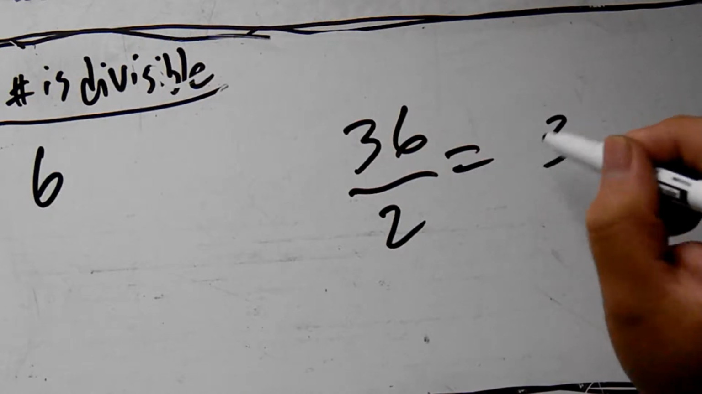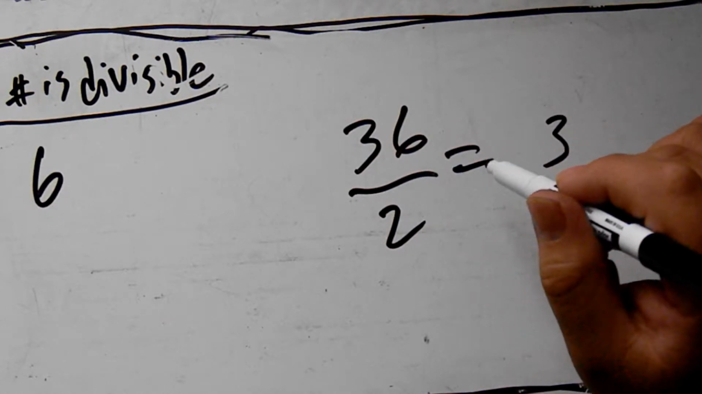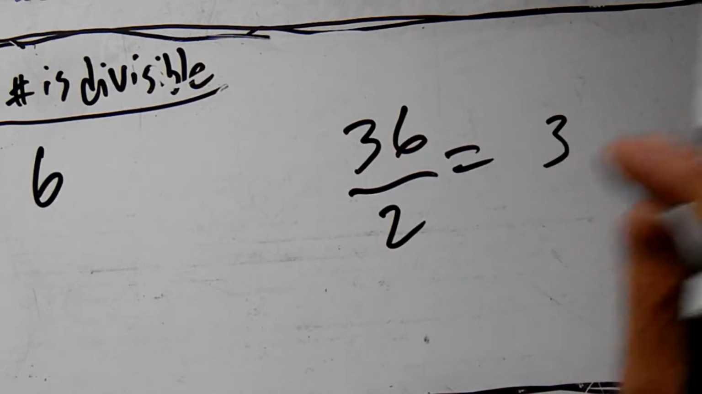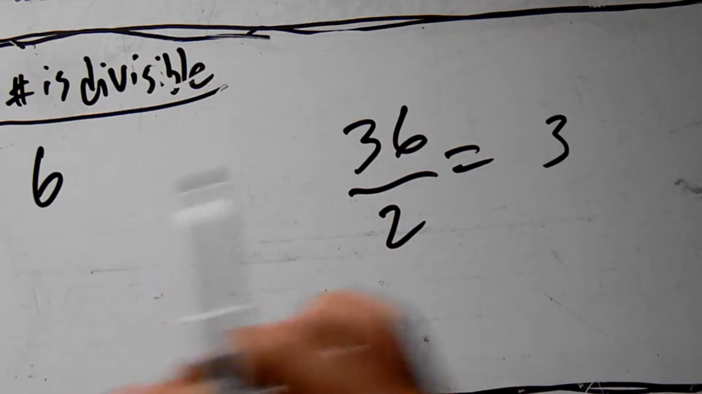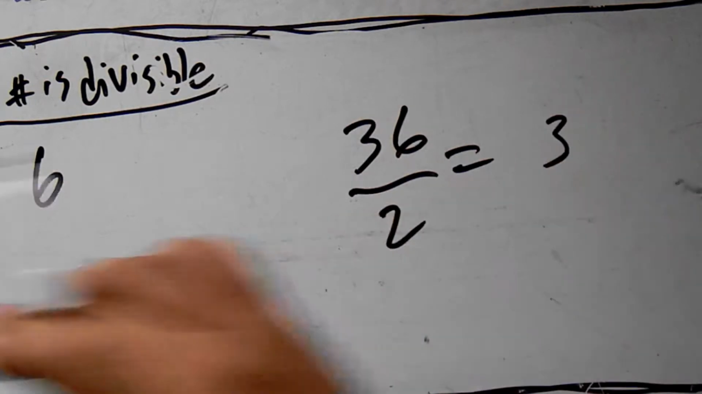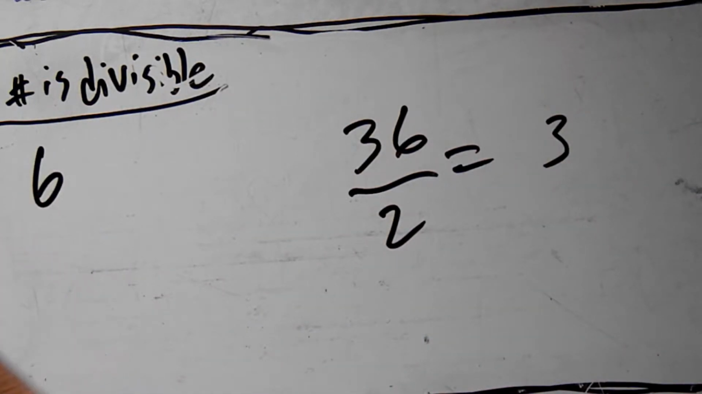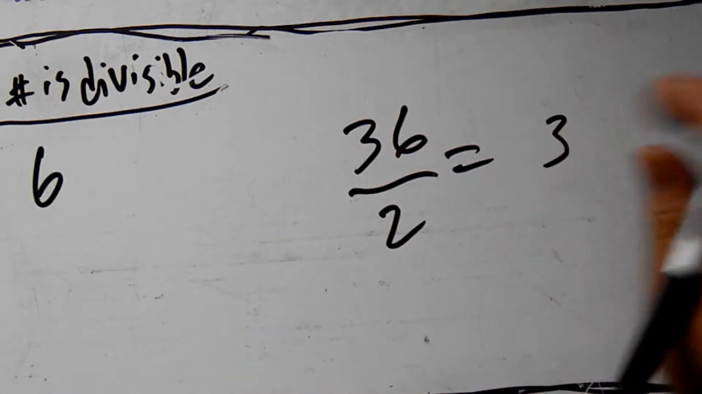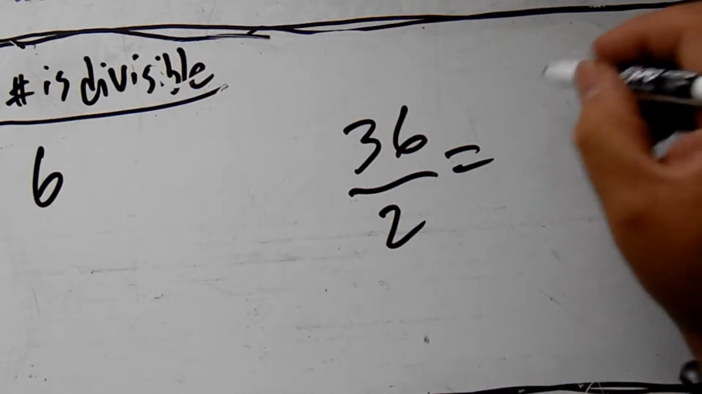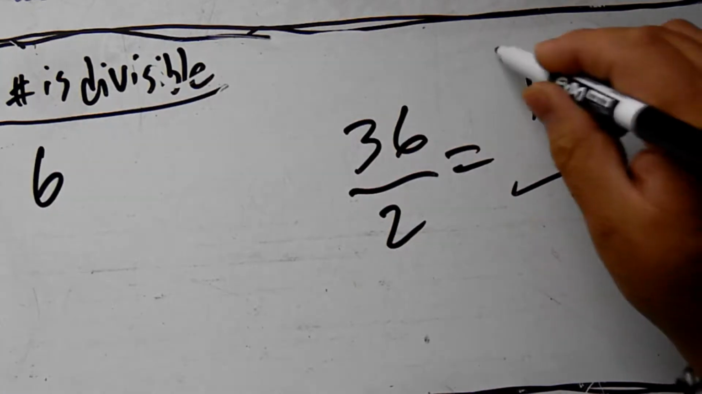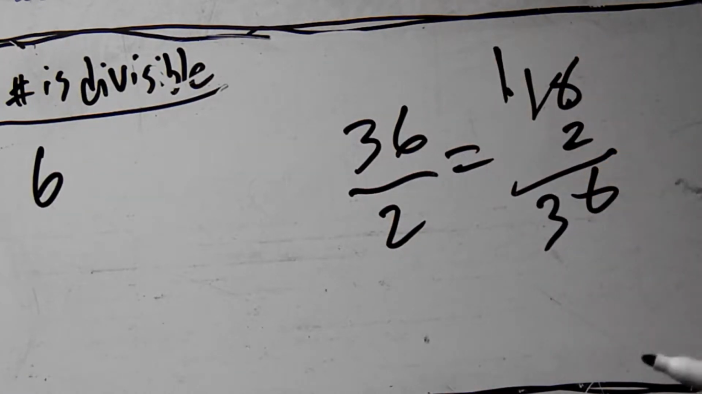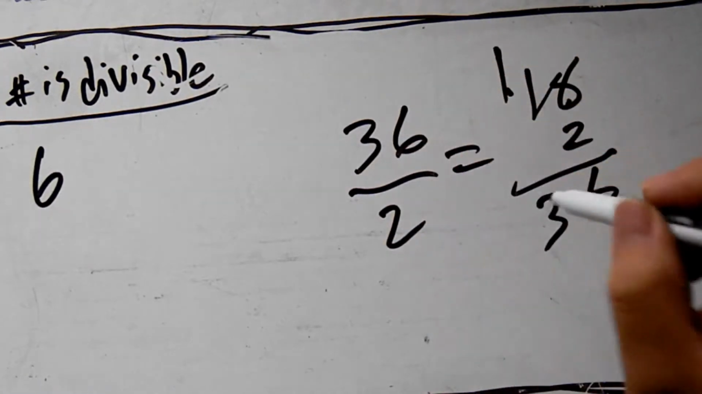6, 3, and then, wait, let me check. 36 divided by 2. And what the hell? 36 divided by 2 is 18. Okay, so 18 times 2 is 36. Yeah, that's right. So 36 is divisible by 2.